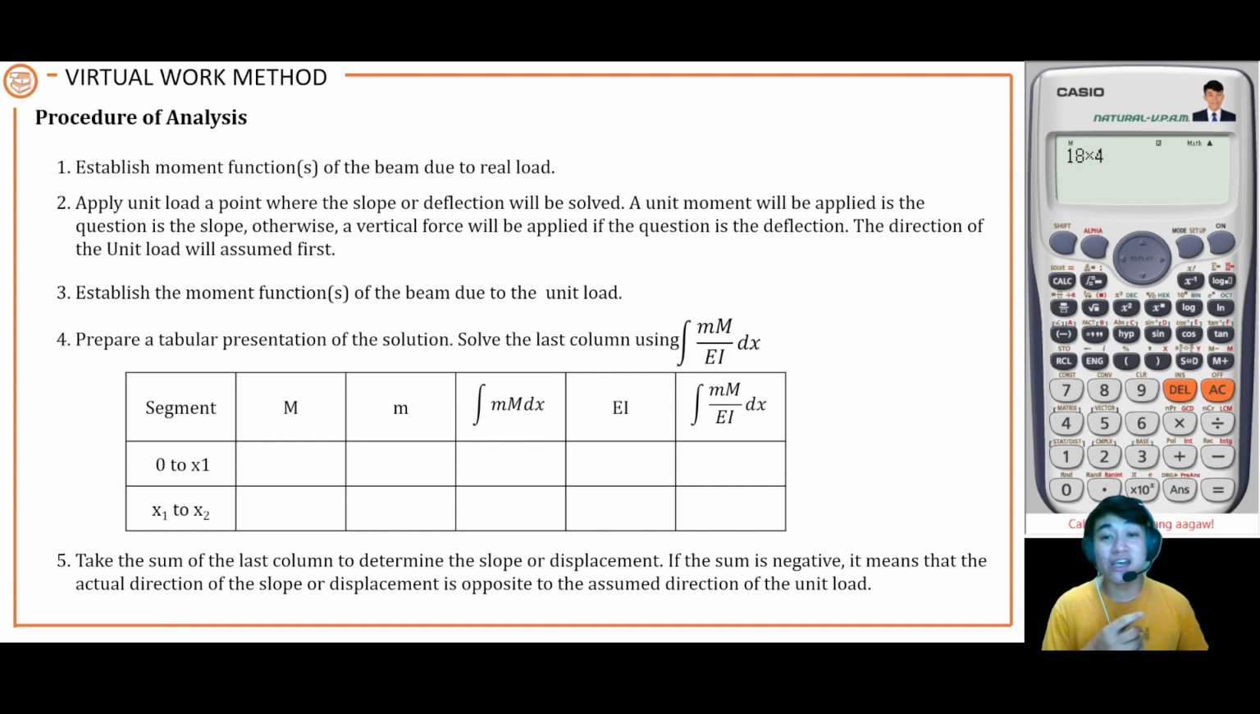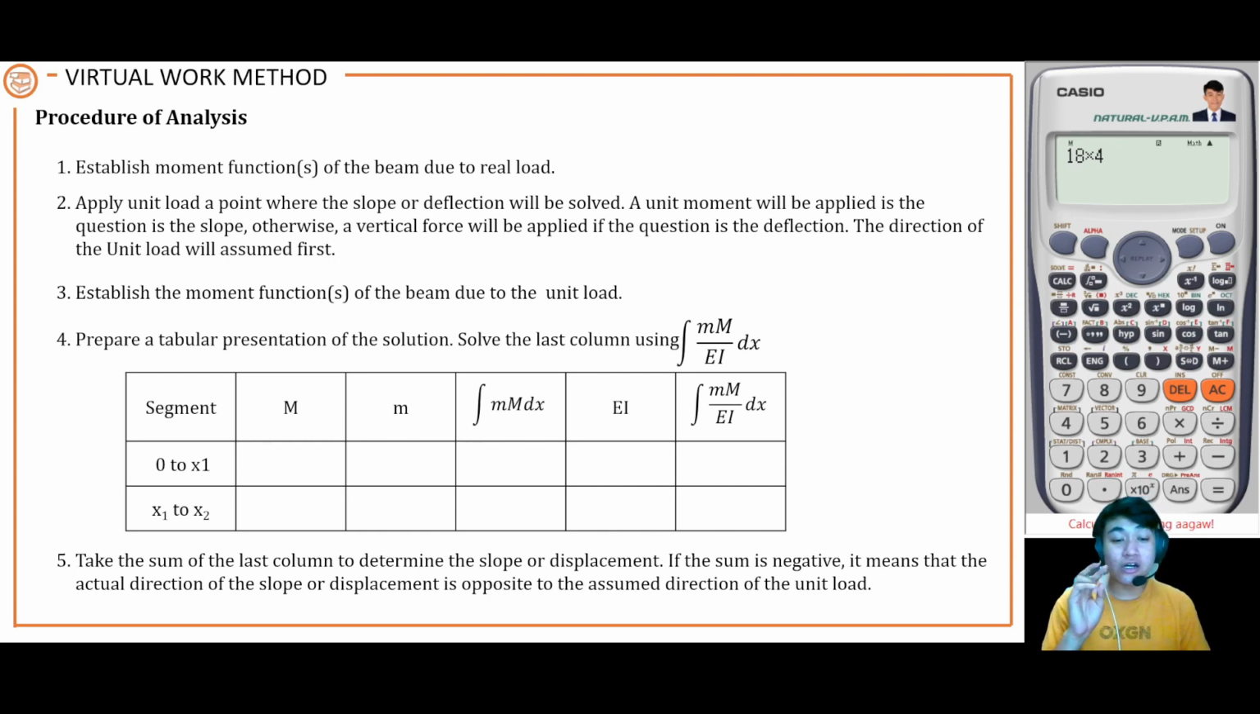Its direction will be assumed, let's say downward or upward. Also for the moment, you can apply a clockwise or counterclockwise unit moment. Later on you will understand the purpose of the direction of that one unit load. Okay, again, the first step is to create the moment function using the real load.